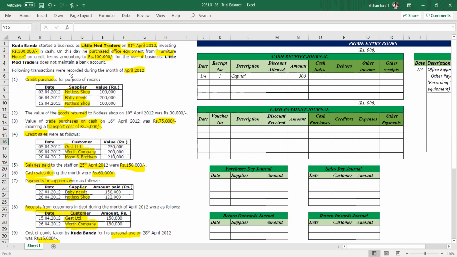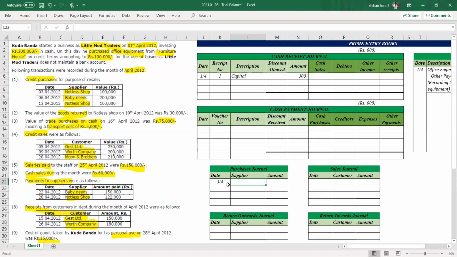Does not maintain a bank account. The following transactions were recorded during the month of April 2012. Credit purchases for the purpose of resale. These are credit purchases, so these will be recorded in the purchases journal.